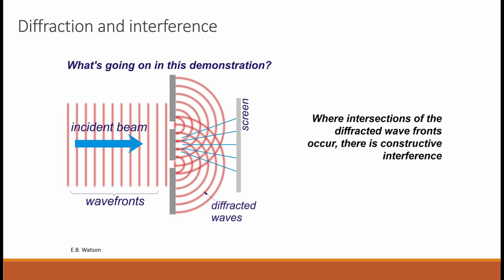What's going on in this experiment? Well, the incident beam, which we can sort of think of in the same way as we thought of our wave tank with parallel lines of a given wavelength, is hitting openings of about the same wavelength spacing. And at that point, it's generating these semicircular, two-dimensional waveforms at both openings.